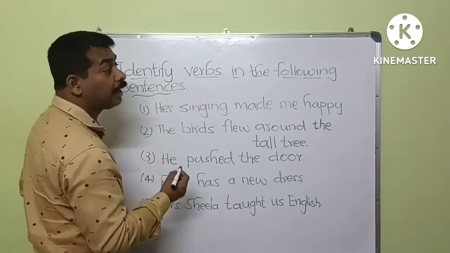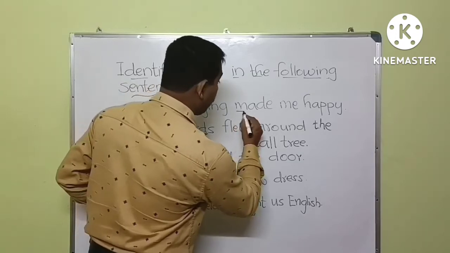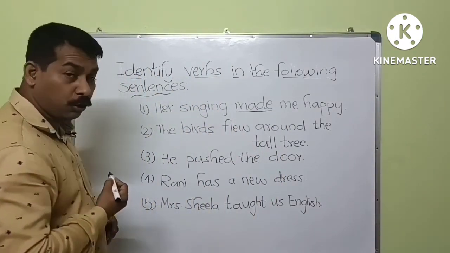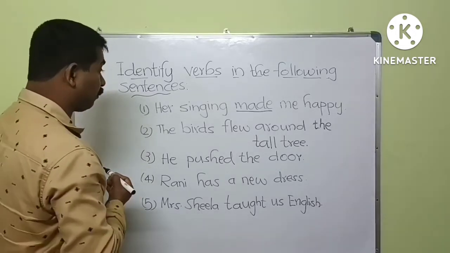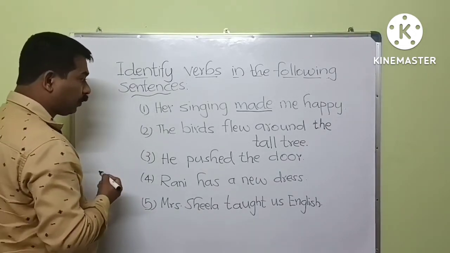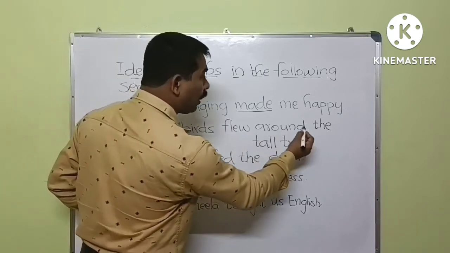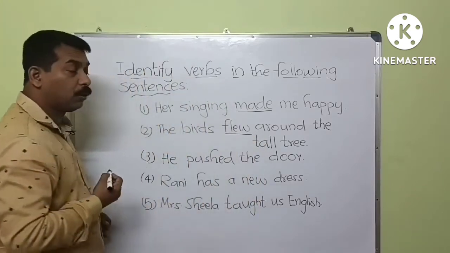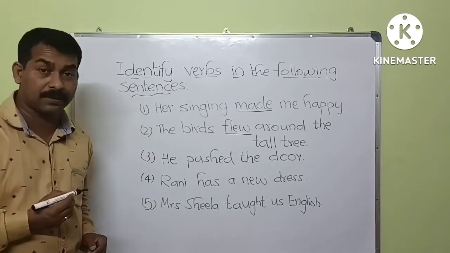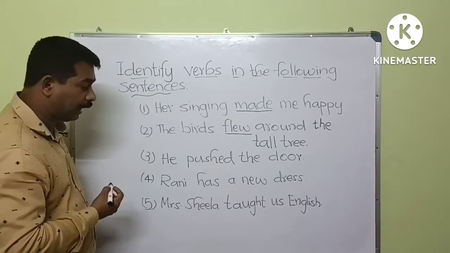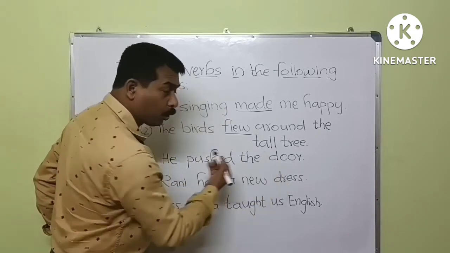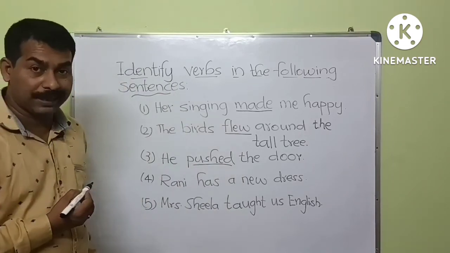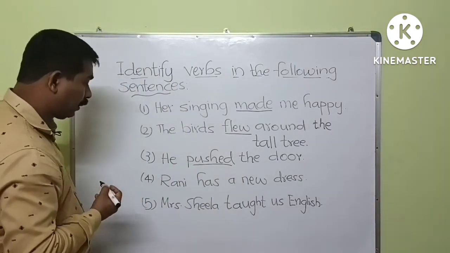First one, her singing made me happy. Made is the verb. It shows the action. Sentence number 2, the birds flew around the tall tree. Flew is the verb. It also expresses the action. Number 3, he pushed the door. Pushed is the verb. It also expresses the action.